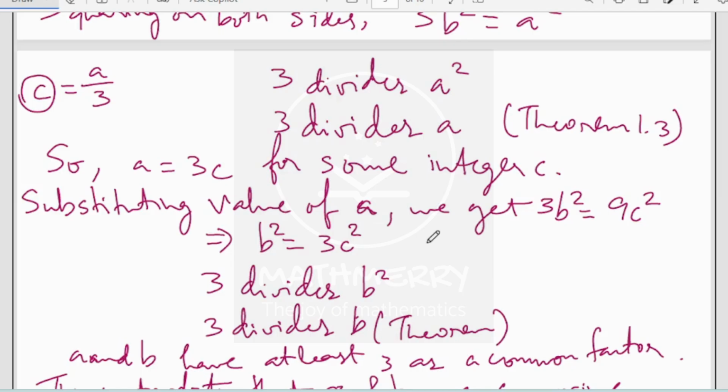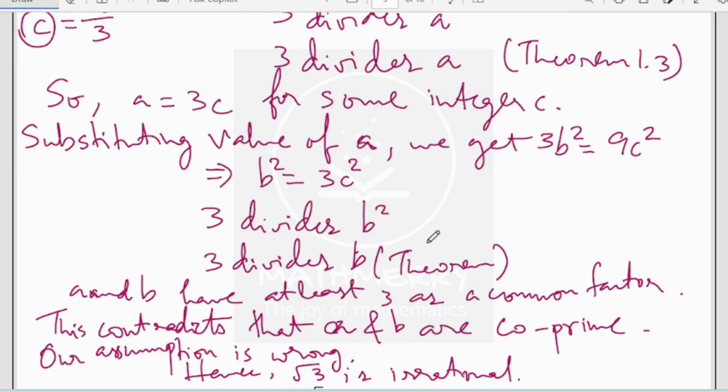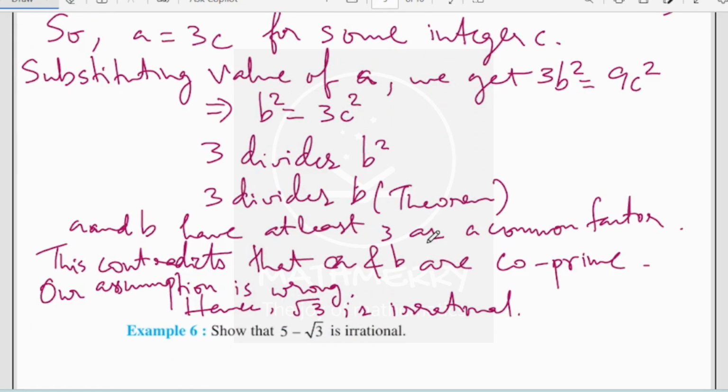Now again we consider some integer c where a is equal to 3c, since 3 divides a. Now we substitute this in the first equation. Then we get 3b square is equal to 9c square. When we cancel out the 3, we get b square is equal to 3c square. But here b square is divided by 3, so that means 3 can also divide b. So a and b have a common factor. They are not co-prime, so this is against our assumption. So root 3 is irrational.